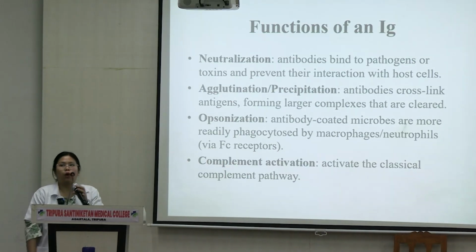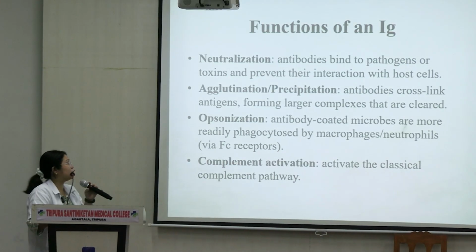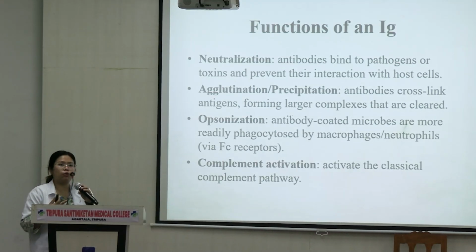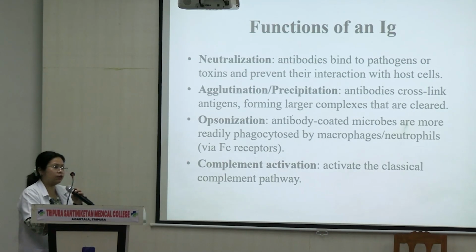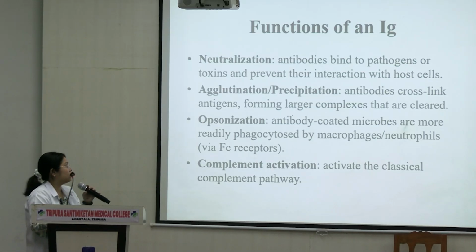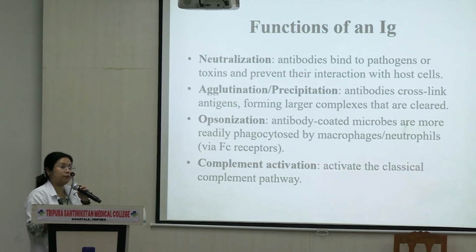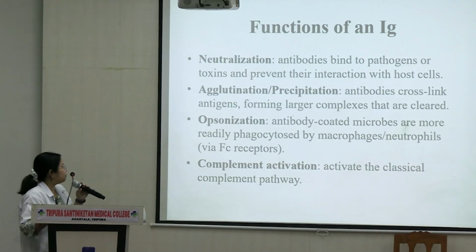Opsonization, you already know. Opsonization means they make a coating. So it coats the microbes and makes them more palatable for the phagocytes or the macrophages to eat them, and we can clear them off our circulation. That happens through the FC receptor. So this is one of the functions of the FC region as well.